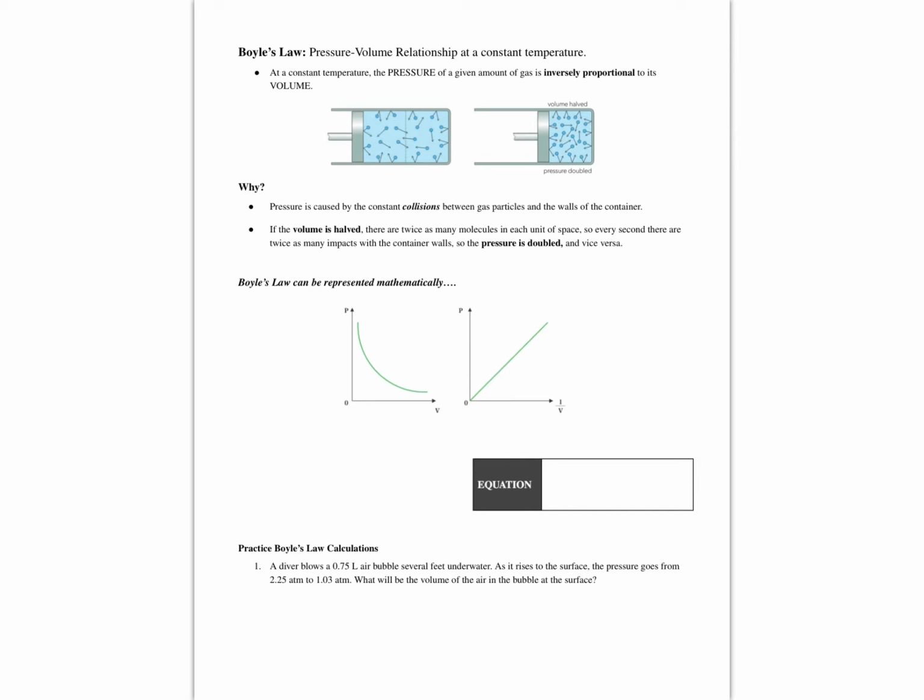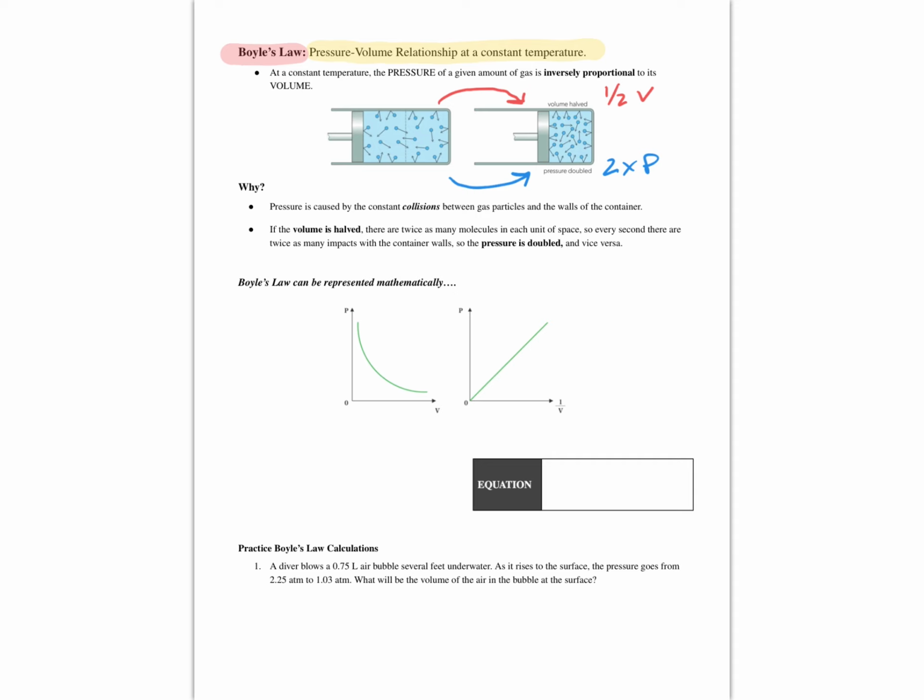Okay, so now we're going to focus on some two variable gas relationships. For example, the relationship between pressure and volume when temperature is held constant. This is known as Boyle's law. So at a constant temperature, the pressure of a given amount of gas is inversely proportionate to its volume. What this means is that if you were to halve the volume, you're going to double the pressure. That's the inverse relationship. Now, why is this true?